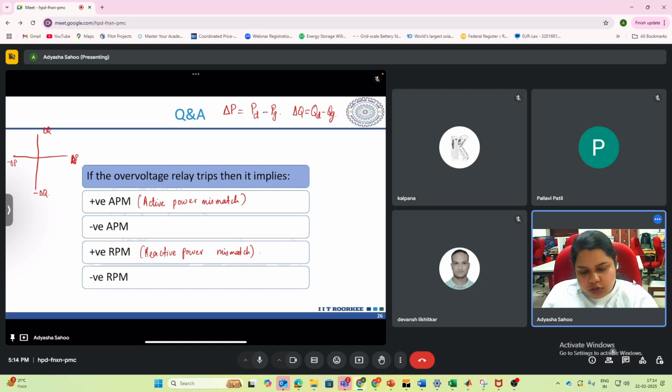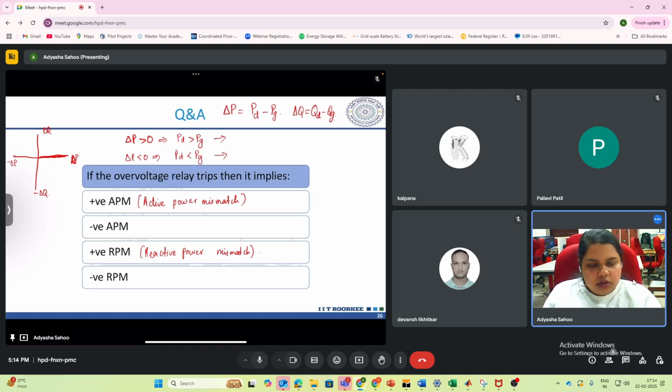so what does a positive active power mismatch imply? If delta P is greater than 0, then PD is greater than PG. If delta P is negative, then PG is greater than PD.